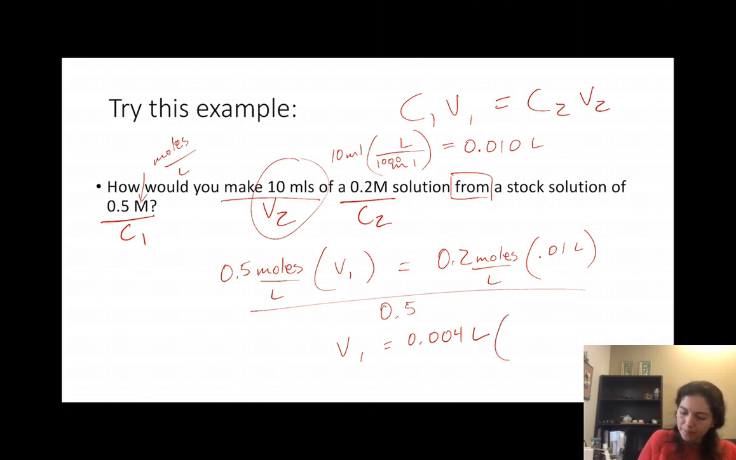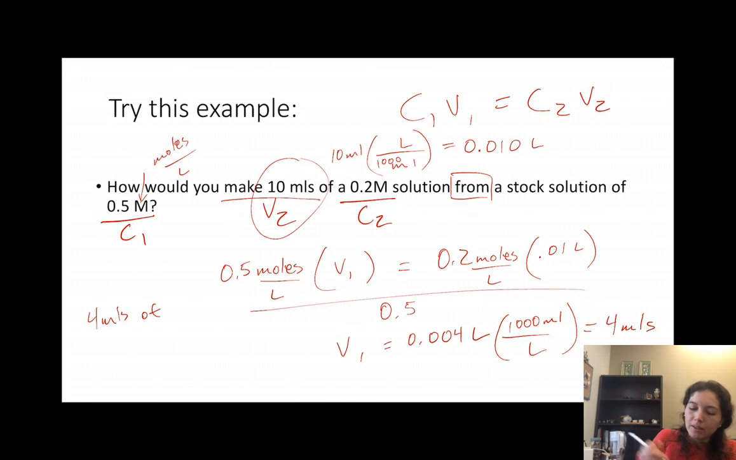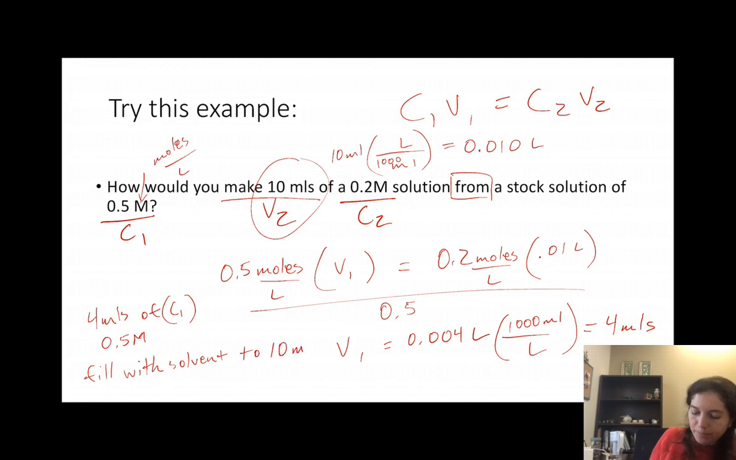We know that there's 1,000 milliliters for every liter. It's going to give us 4 milliliters. So I would want 4 milliliters of C1, i.e. the 0.5 molar. And if I want to make 10 milliliters of it total, that means I need to fill with solvent to 10 milliliters, which would mean I need to add 6 milliliters of solvent to get to that total.